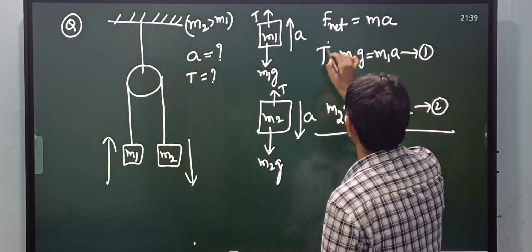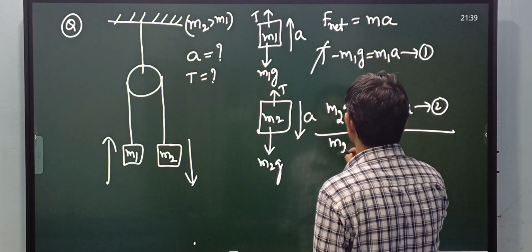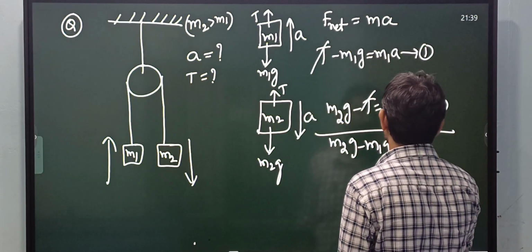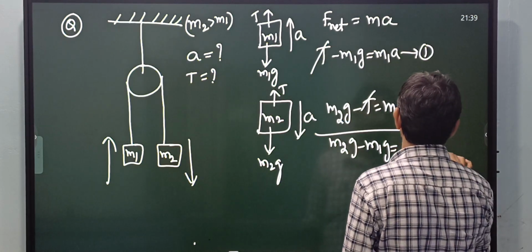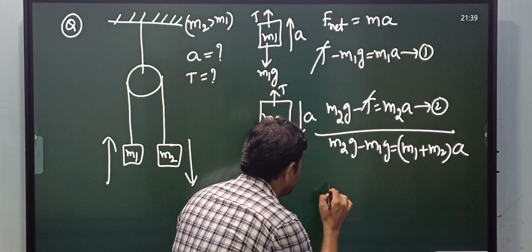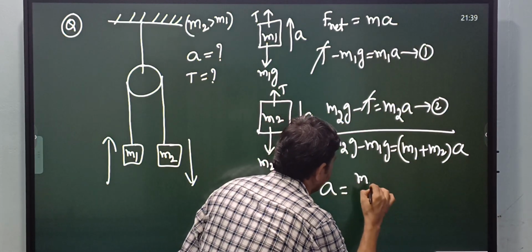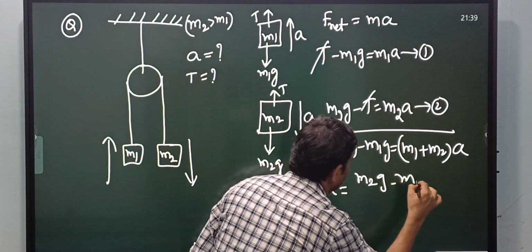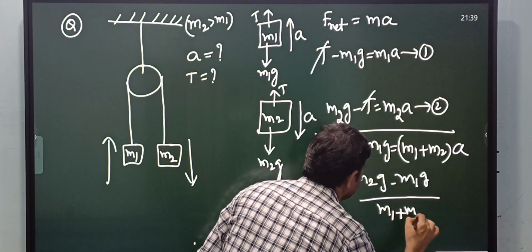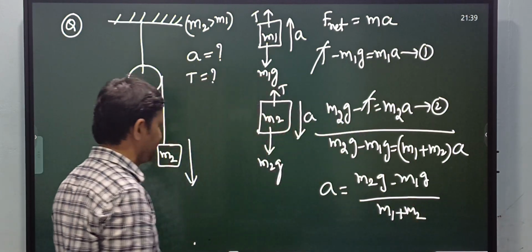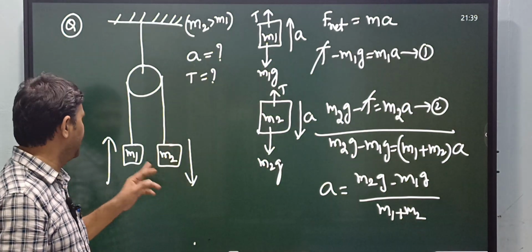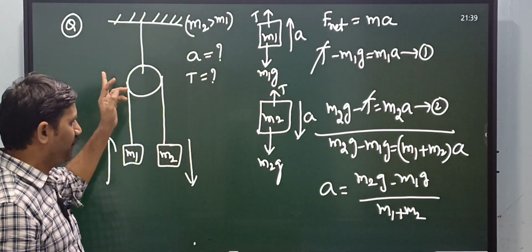Adding these two equations, plus T minus T cancel. So m2g minus m1g is equal to m1 plus m2 into A. From this, acceleration A is equal to m2g minus m1g divided by m1 plus m2. This is the acceleration of these two blocks, which means the acceleration of m2 is in the downward direction and the acceleration of m1 is in the upward direction.